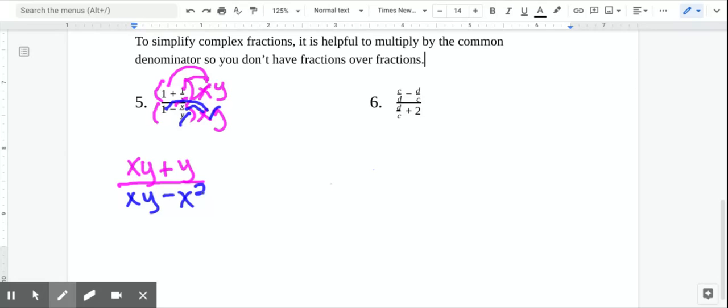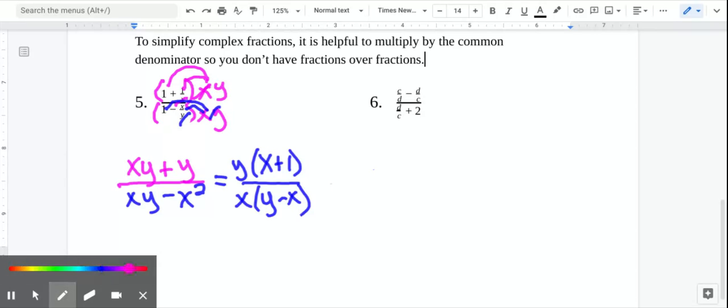We may want to go one step further. We have a GCF on top, so we can factor out the y. That leaves us with x plus 1. And in the denominator, our GCF is x, which leaves us with y minus x. And that's it. We can't do anything else with this, but this is a little bit simpler because there's not a fraction over a fraction. So it's a little easier to work with.